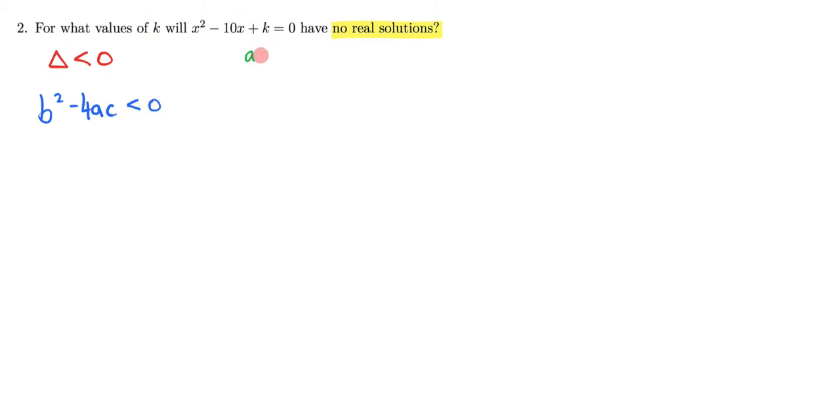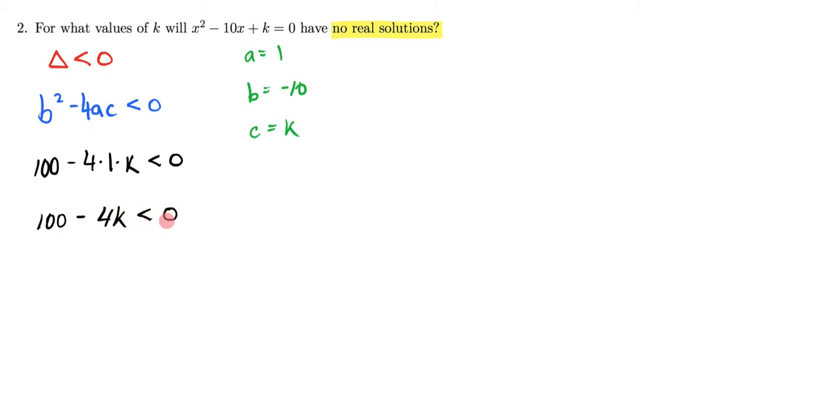Then I'm going to get a equals 1, b equals negative 10, and c equals k. I then am going to sub these values into my discriminant. So my b squared is going to be negative 10 squared, which will be 100, minus 4 times 1 times k is less than 0. So it's going to be 100 minus 4k is less than 0. I'm going to add 4k to both sides to get my 4k on the other side. I then am going to divide both sides by 4. So I'm going to get 25 is less than k.